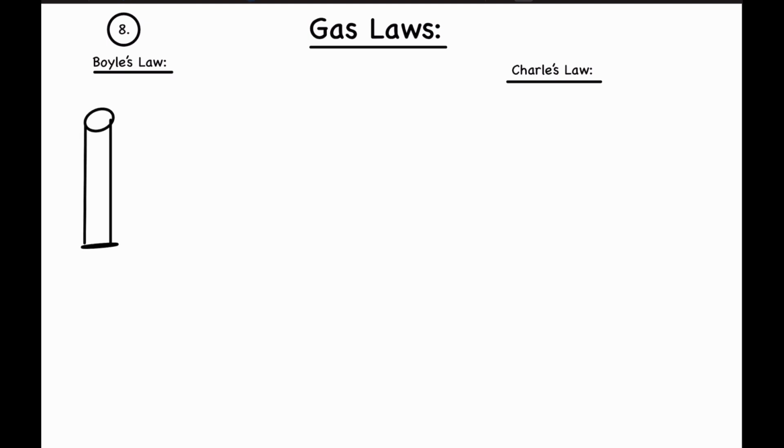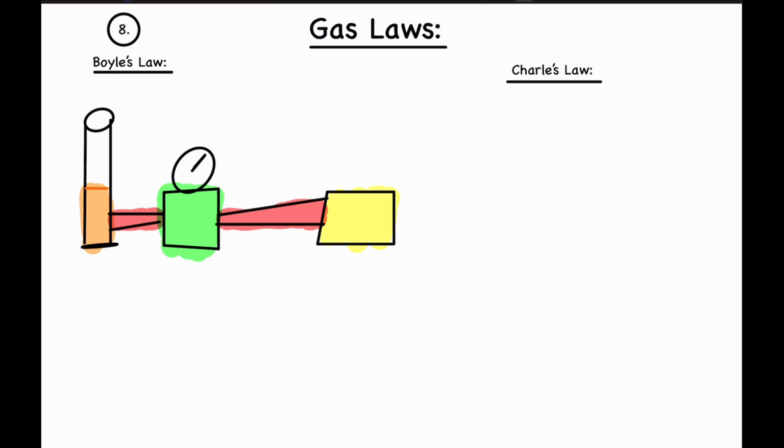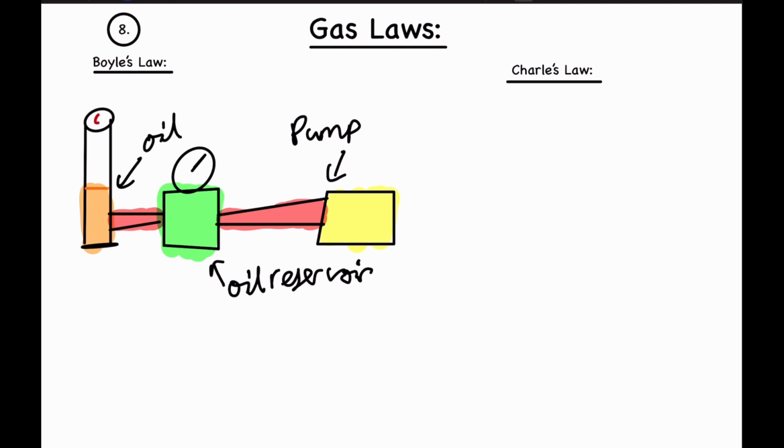And you would have an oil level here, and you would have a pump connected to the oil and an oil reservoir. So let's annotate it. So here you would have the pump, you would have the oil reservoir here, and you would have the oil here with a sealed container, and you would have air sealed in here.